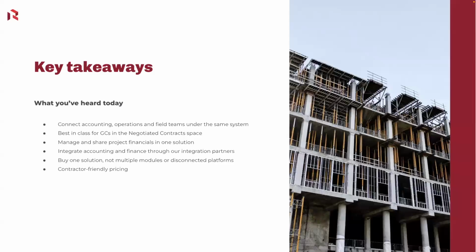So some of the key takeaways from today, with RedTeam Flex, you're able to connect your accounting, operations, field teams all under one system. Best in class for GCs, especially in the negotiated contract space, manage and share projects, financials, all in one solution. And you're able to integrate your accounting, finance through our integration partners that I mentioned previously. And it's all one solution, right? So you're not buying independent, separate, multiple modules or a disconnected platform. It's all one software, RedTeam Flex.